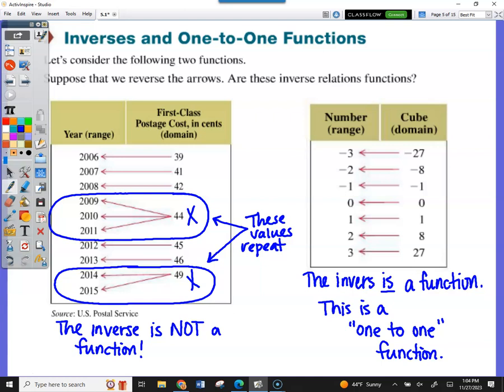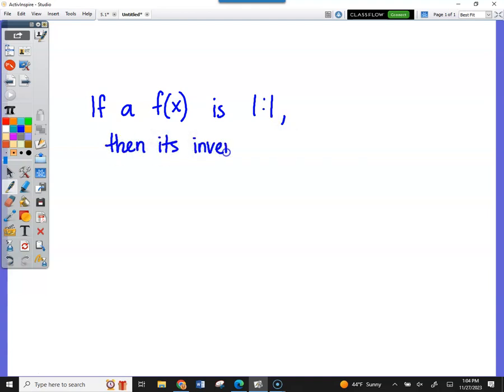All right, so find some room on your paper, and I want you to write this. I don't really have any room, but we're going to summarize maybe in the gap in between the next slide or over to the far right. If a function, and I'm going to abbreviate function with f of x, and I'm abbreviating 1-to-1 to look like that. If a function is 1-to-1, then its inverse is also a function. Spell it right.